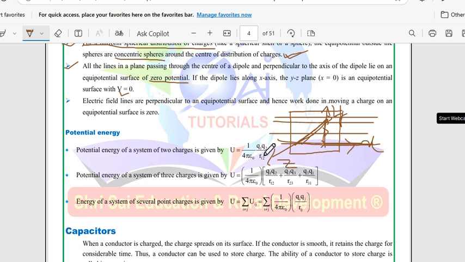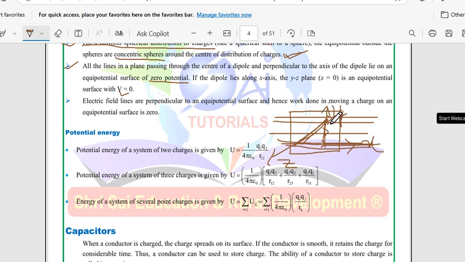So all the lines in a plane passing through the center of the dipole and perpendicular to the axis of the dipole lie on an equipotential surface of zero potential. See, if the dipole lies along the x-axis, then in the yz plane there is no physical significance at the y and z axes. So in that condition, it is an equipotential surface with potential V equal to 0. Then the potential will also be 0.